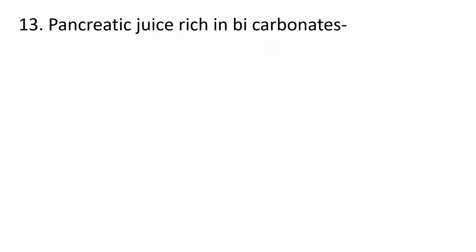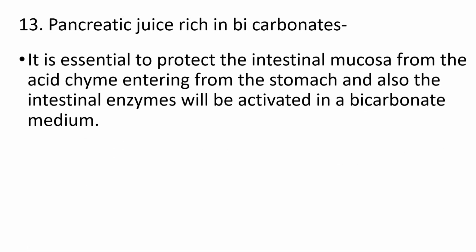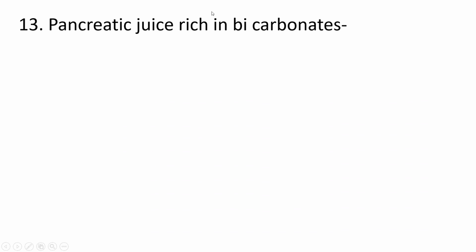The third one is, pancreatic juice is high in bicarbonate. Why is the pancreatic juice rich in bicarbonate ion? It is essential because the pancreatic juice joins the small intestine at the part of the jejunum. What is coming to the jejunum? It is coming from the stomach, which contains hydrochloric acid. So it is highly acidic.